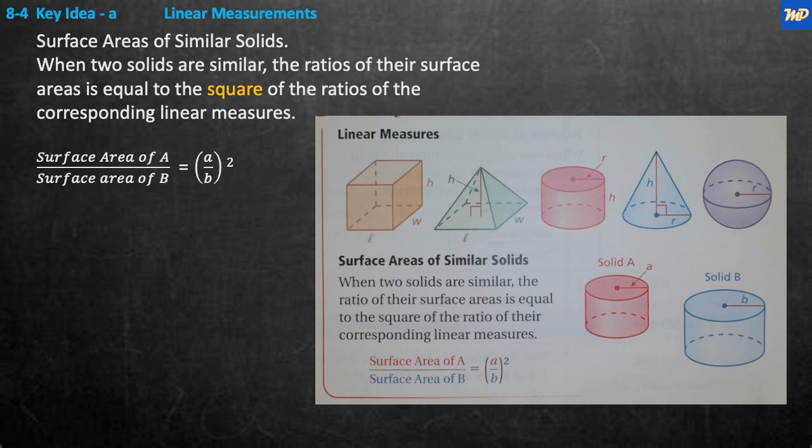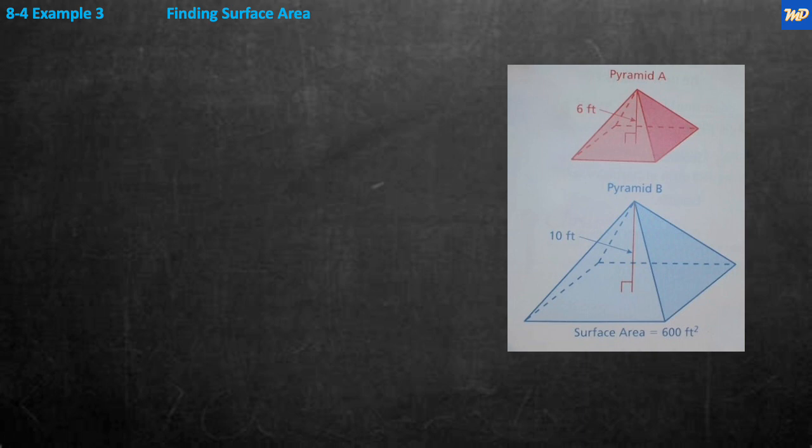The surface area of one divided by the surface area of the other is equal to the corresponding linear measurement that you know, like in this case the radius of A and the radius of B, the height of the cone, whatever it is, squared. A's measurement over B's measurement, squared. So that's it. Let's see what we do with it.